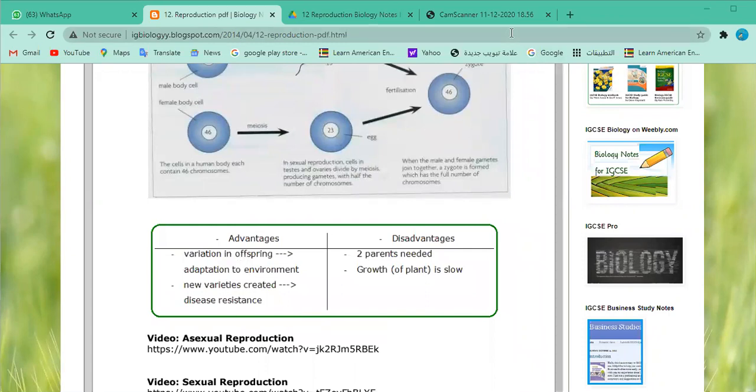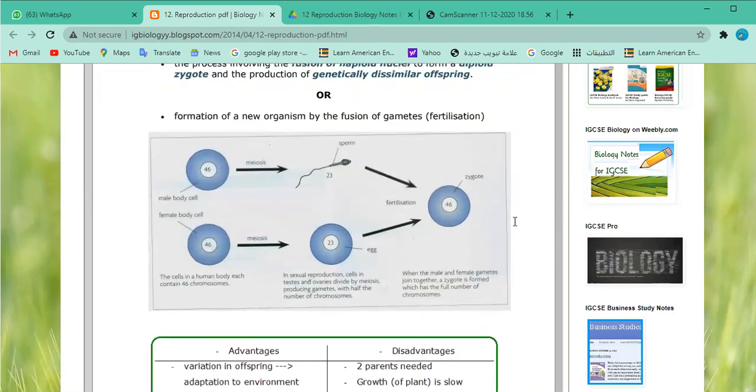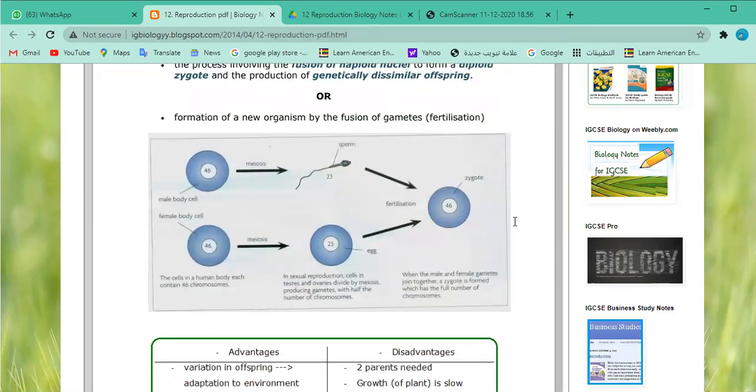Do you have any questions, Yusra and Nabil? Yes, sir. By the process of meiosis, when the chromosomes are divided from 46 to 23, what happens to the other 23? Like 23 is required for the zygote, so what happens to the other one?